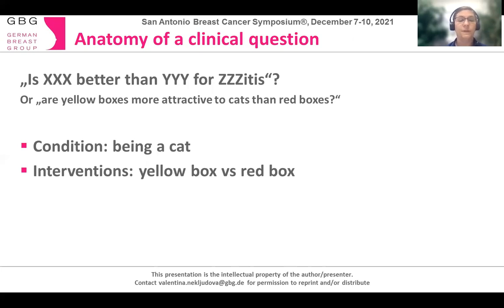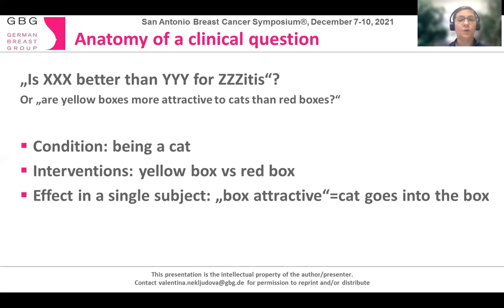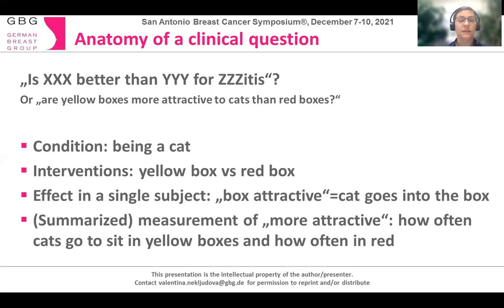The next point is, how are we going to measure attractive in a single cat? I suggest that if a cat goes to sit in the box when offered a box, the box is attractive. The last point is, how do we aggregate single observations in the measurement of more attractive? At this last step, the real statistical methods usually come in.